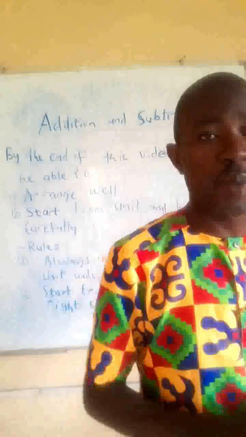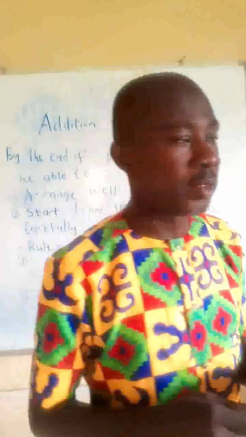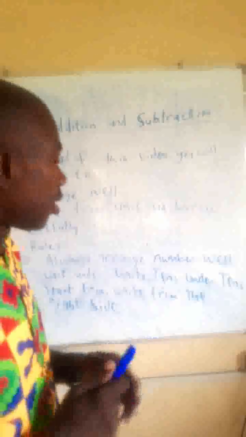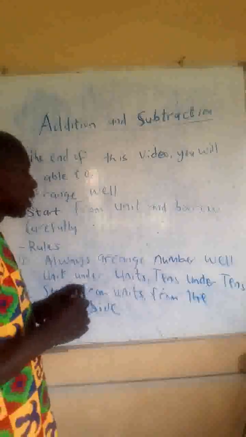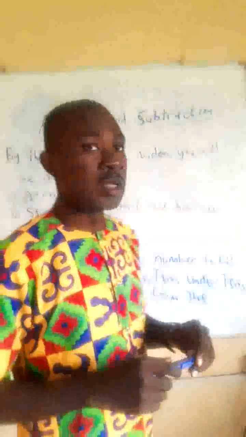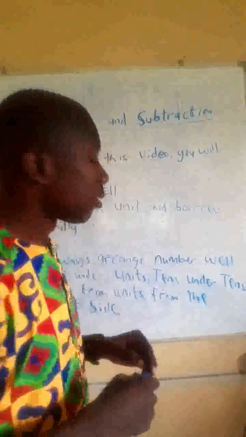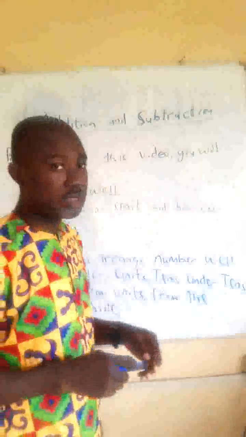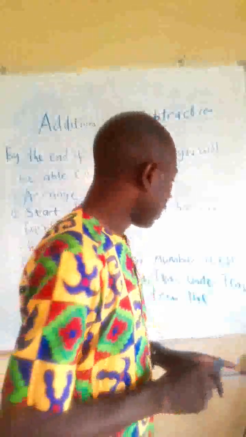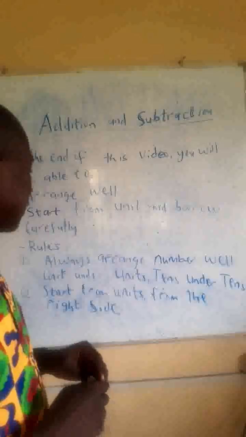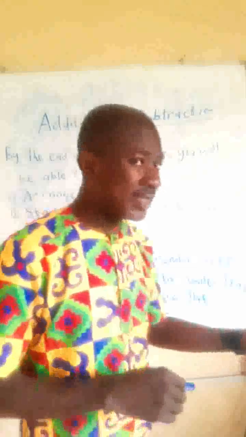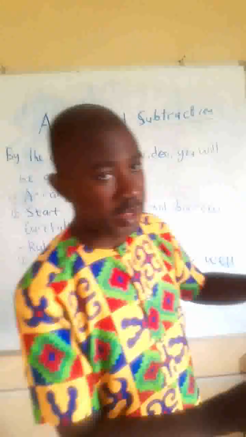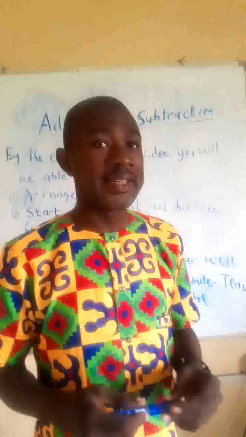Before we go further, let's talk about the rules we are going to apply to learn this trick to make our calculation faster. One of the rules is that you must arrange the numbers very well, and you start from the units. When you are adding, you start from the units, from the right hand side. All the calculations start from the units, from the right side.